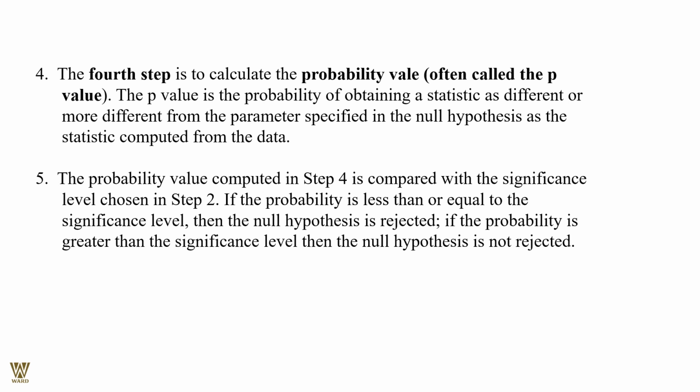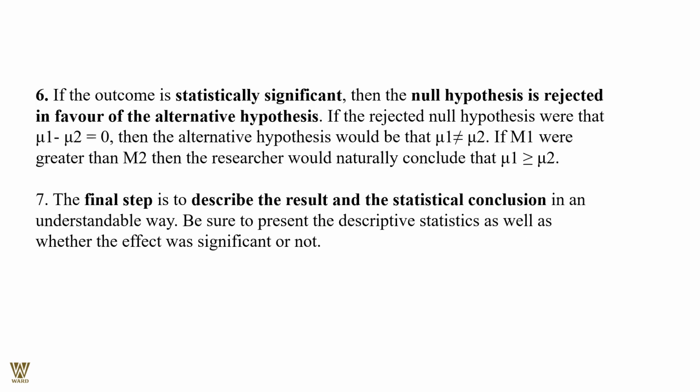So yes, it is all about the probability value. We call it the p-value in this case. If the outcome is statistically significant, approximately 95% of the time, then the null hypothesis is rejected in favor of the alternative hypothesis. If the rejected null hypothesis were that mu1 minus mu2 is equal to 0, then the alternative hypothesis would be mu1 is not equal to mu2. Absolutely yes. So if m1 were greater than m2, then the researchers would conclude that mu1 was greater than mu2.